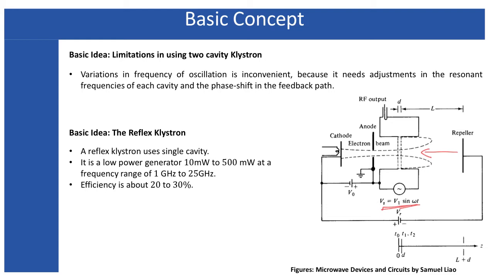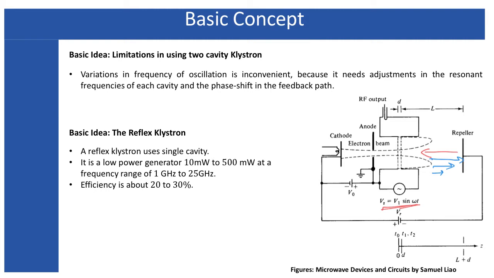Now, one thing I should mention over here: due to the presence of velocity modulation, some of the electrons are accelerated, some are decelerated, and some are unchanged in velocity. The electrons which have been accelerated by the gap voltage penetrate a little more distance towards the repeller end. Then there are those electrons which are decelerated or remain unchanged in velocity when they are leaving this single cavity.